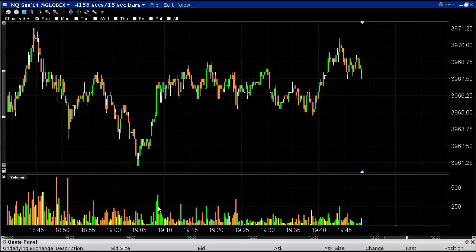So to summarize, volume, we have the woods, we have the trees.